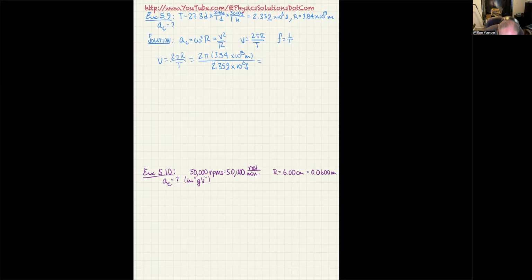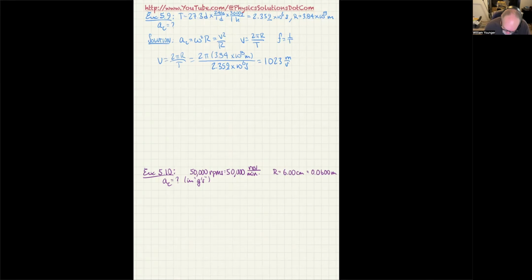When I do that calculation, I get 1,023, and that is in meters per second. So that's roughly 2,000 miles per hour if you want to know it in miles per hour. But that gives you an idea that the moon is actually moving pretty fast in the night sky. Actually, in the day sky too.